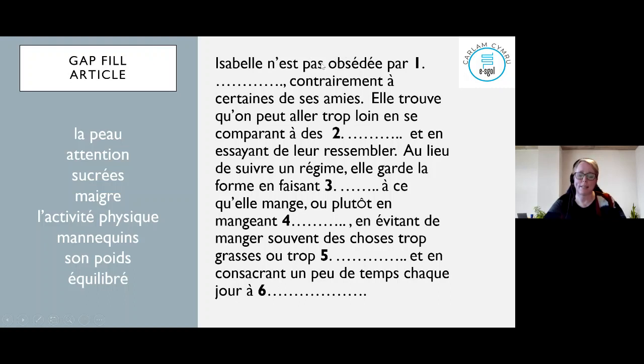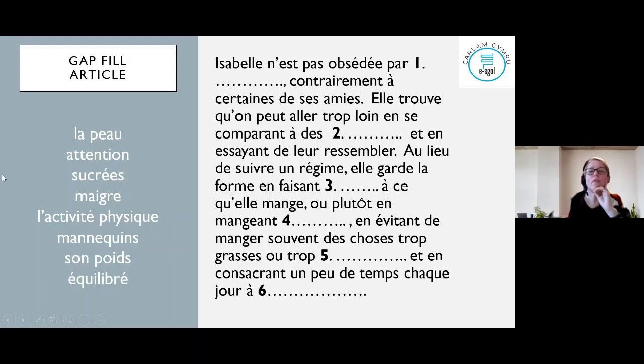Somebody's not obsessed by something. What is she not obsessed by? When you read this, you have a régime, manger, éviter de manger des choses grasses. So you know this seems to be to do with weight and so on. We have this word mannequin, models, activité physique, physical fitness. Poids is weight, isn't it?